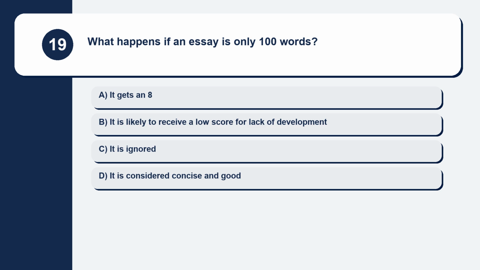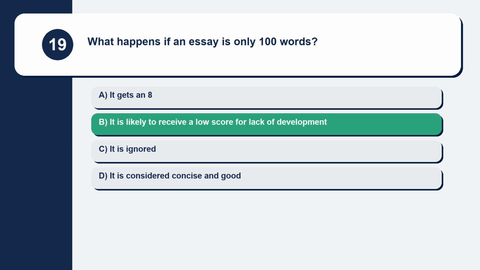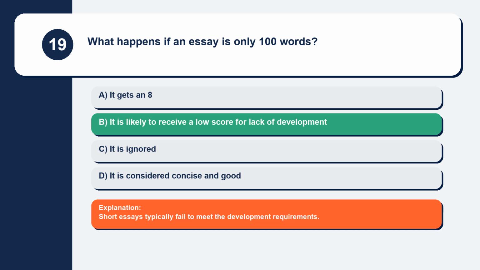Question 19. What happens if an essay is only 100 words? It gets an 8. It is likely to receive a low score for lack of development. It is ignored. It is considered concise and good. Short essays typically fail to meet the development requirements.